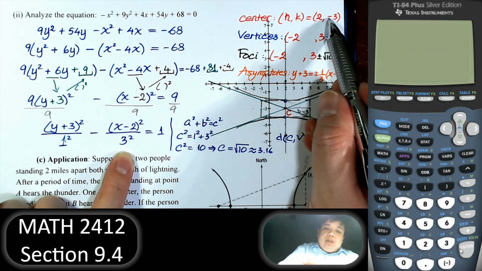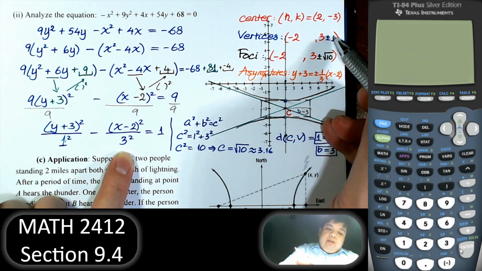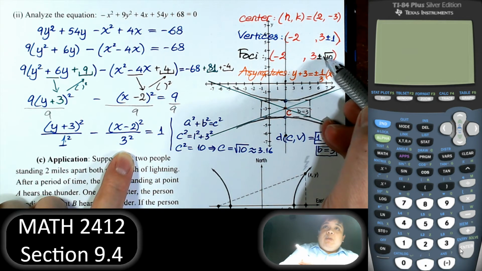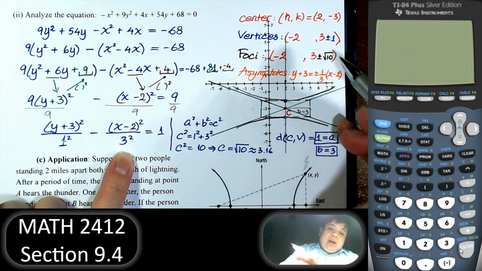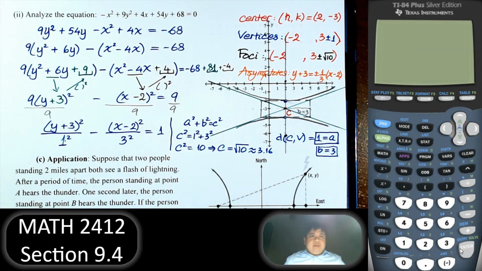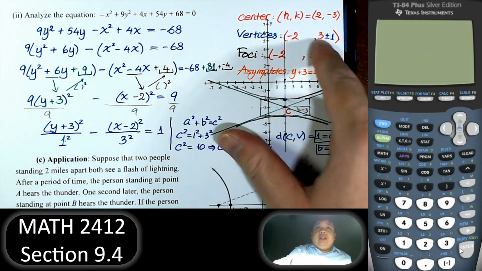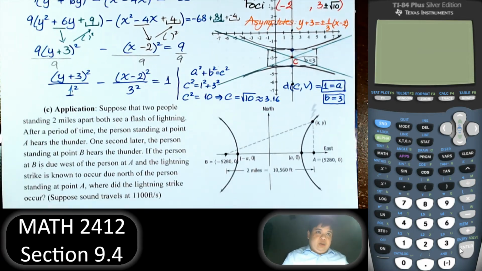And everything will spin off the center. The vertices are 1 up, 1 down, the foci are plus or minus square root of 10 on the y component. And the asymptotes, that's what we have. Right. So as always, try to link between the equation, the graph, and the characteristics of it together.